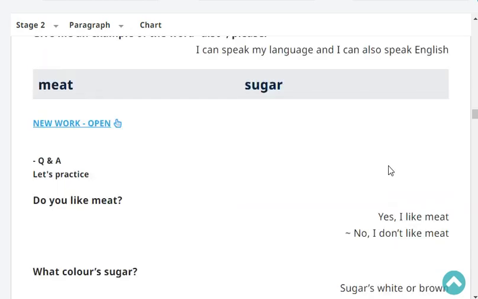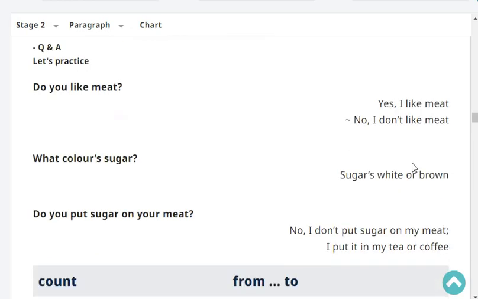Do you like meat? Yes or no? Yes, I like meat. What color is sugar? Sugar is white or brown. Very good. Do you put sugar on your meat? No, I don't put sugar on my meat. I put it in my tea or coffee. Very good.